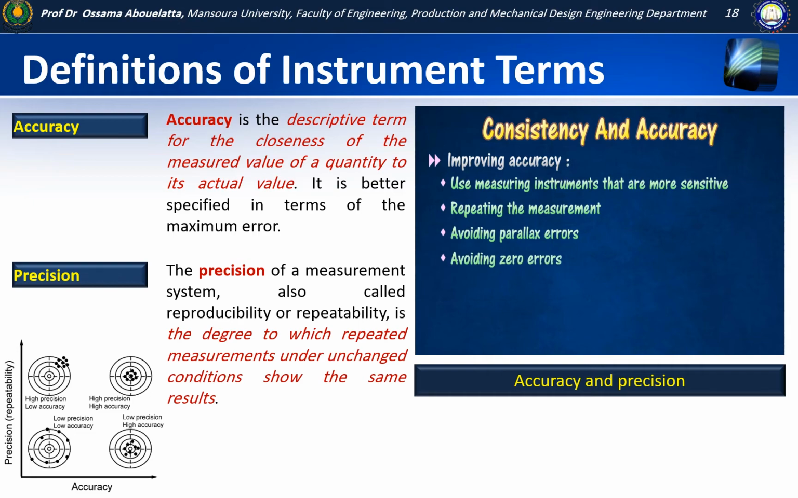Taking into consideration zero error, that is present in the instruments, such as the vernier calipers and the micrometer screw gauge. Readjust the pointer of the instrument to eliminate zero error.